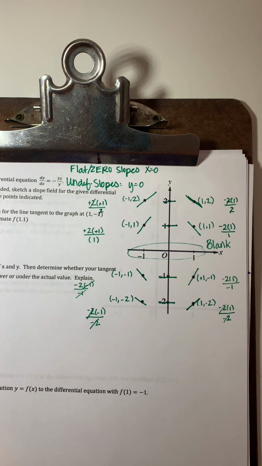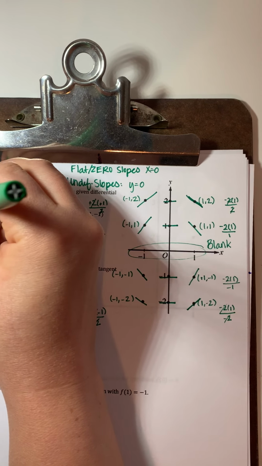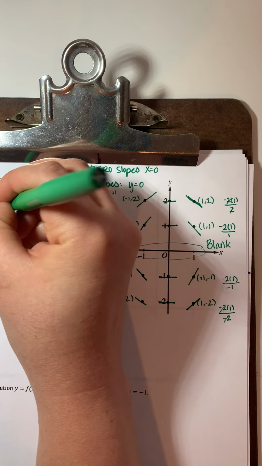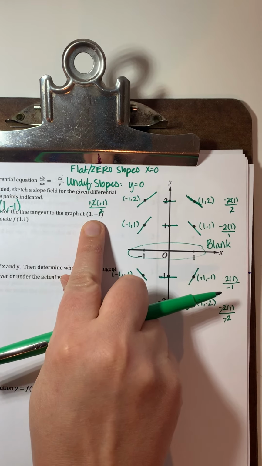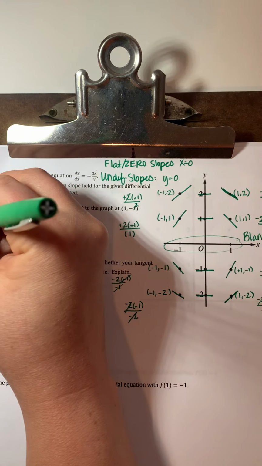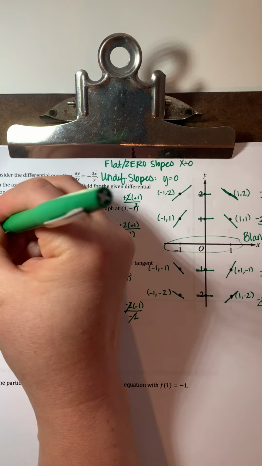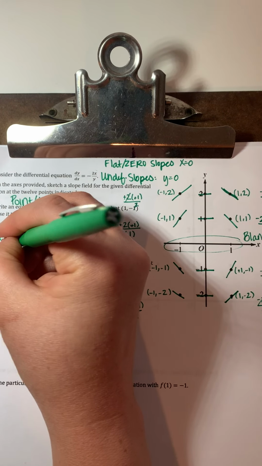Part B, write an equation for the line tangent to the graph at 1, negative 1, then use it to approximate. Okay, so remember, for an equation of a tangent line, I need a point and I need a slope. Now, my point is 1, negative 1. They gave me that right here. Okay, but I also need a slope, and remember that the way that you find slope is you do the dy dx at the point that they gave you.